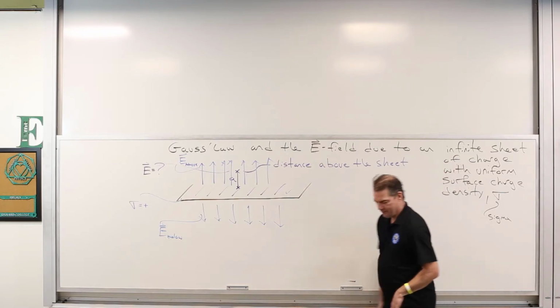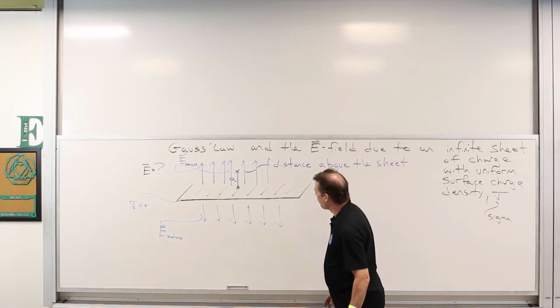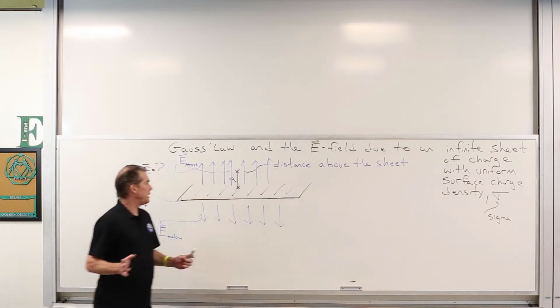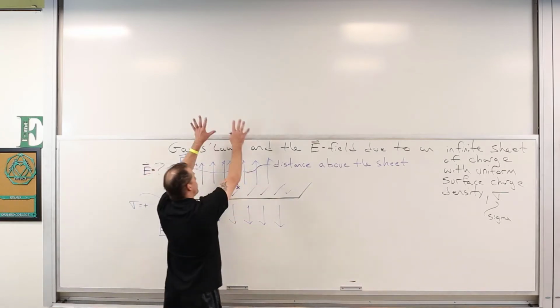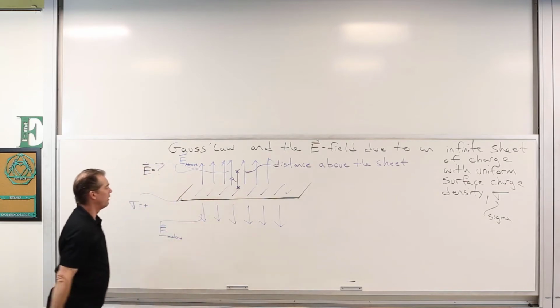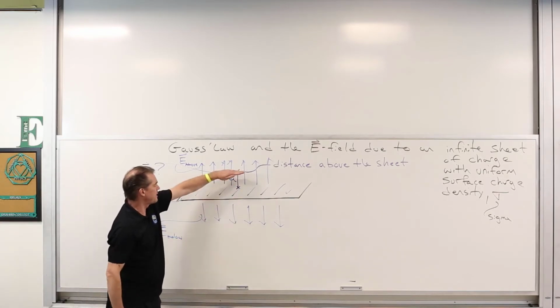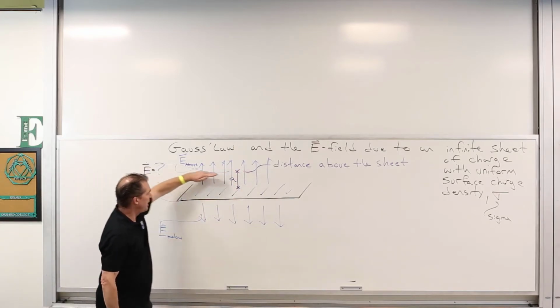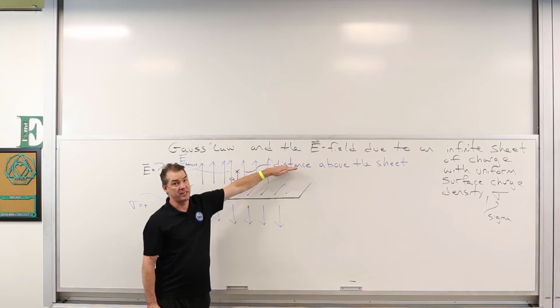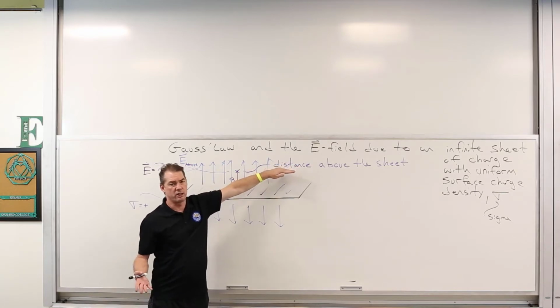Flux is zero, I should say. Anyways, what do we do with this? Well, it should stand to reason that if the electric field's straight up because all of the parallel components relative to the sheet cancel each other out, then as long as we're the same distance above the sheet anywhere, the electric field should have the same magnitude. That stands to reason, right?